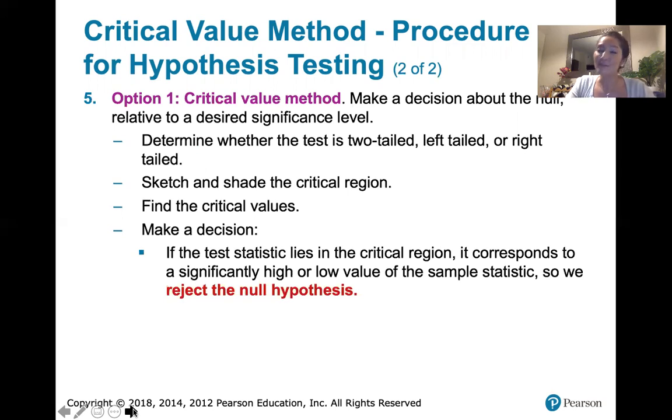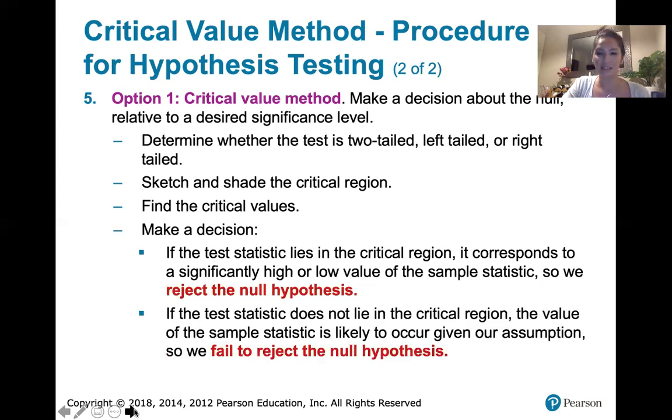We're going to say that if this test statistic lies in the critical region, then it corresponds to a value of the sample statistic that is significantly high or significantly low. So we know that's very rare, it's supposed to be rare, but it's actually happening. And therefore, maybe our assumption was false, so we should reject the null hypothesis. Again, that's the rare event rule for inferential statistics.